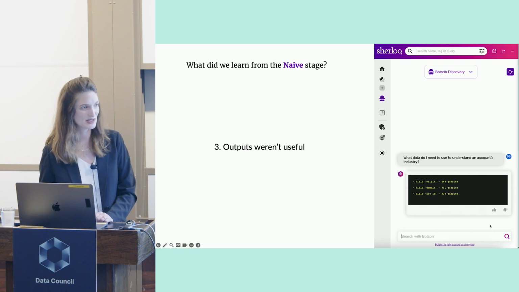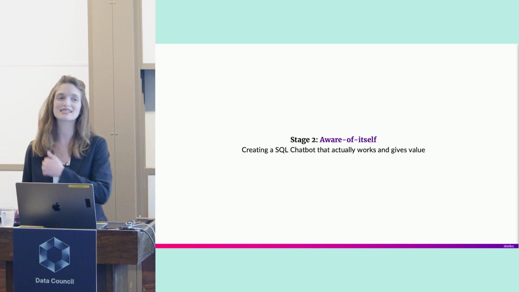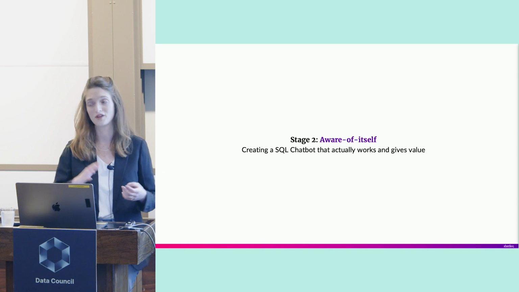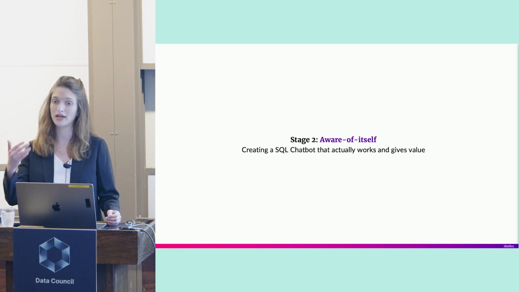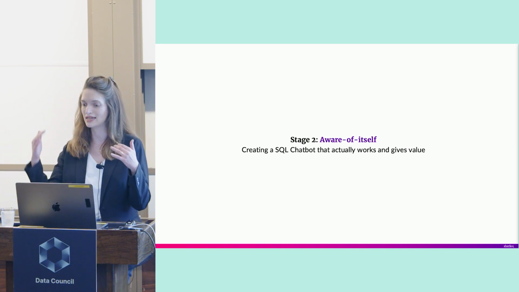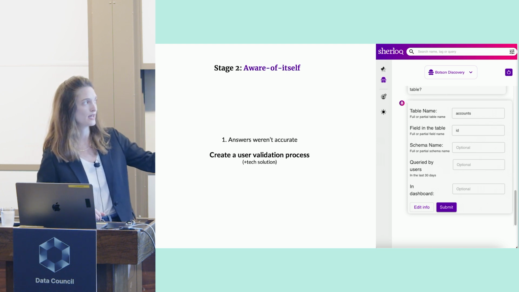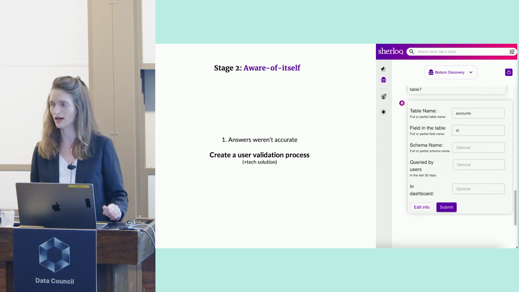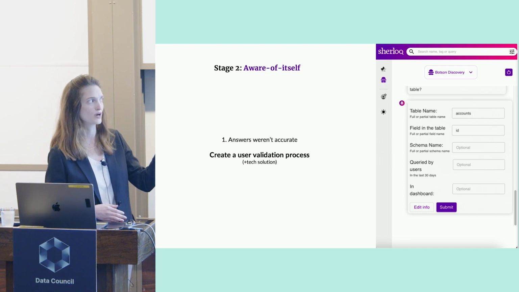So that gets us to stage number 2, the very aware of itself stage. This is us understanding the pros. There are a lot of pros, but also the cons of using this kind of technology, and trying to create a version that takes into account the mistakes we made in the first stage. So at the first part, when the answers weren't accurate, other than changing and preparing the data a bit differently, what we actually did was create a user validation process.